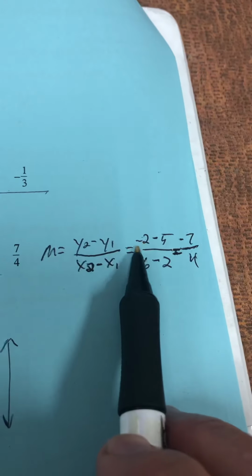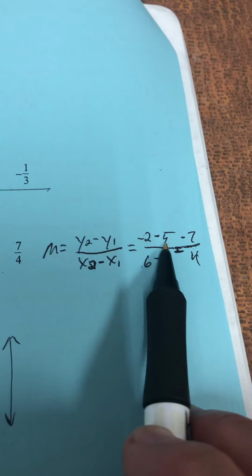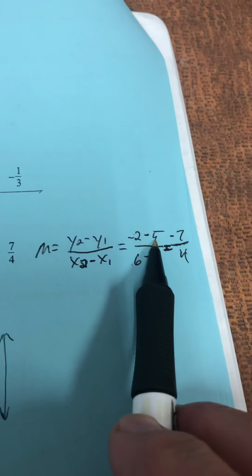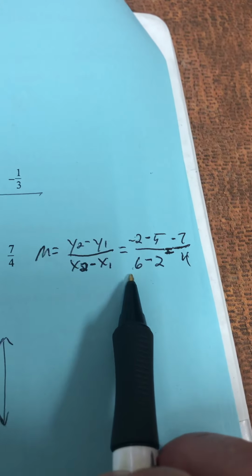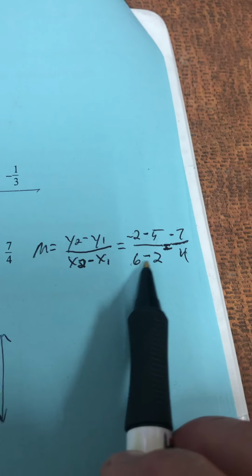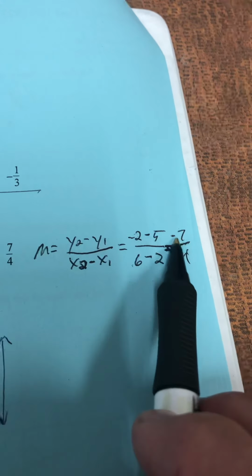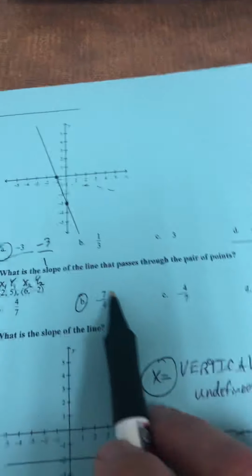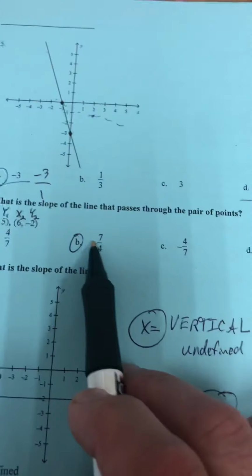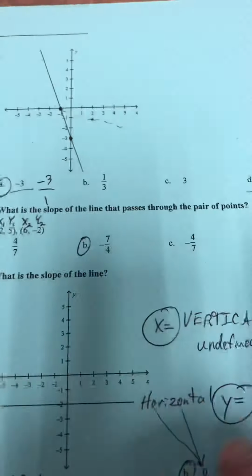So I just take my y2, which is negative 2, minus y1, which is 5. And then I take x2, 6, minus my x1, which was 2. I end up with negative 7 over 4. Even though my negative is up here, it could be just out in front of the fraction. That would work. So B is your answer.